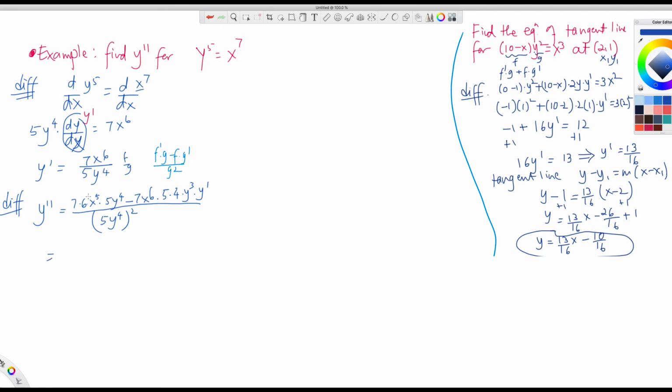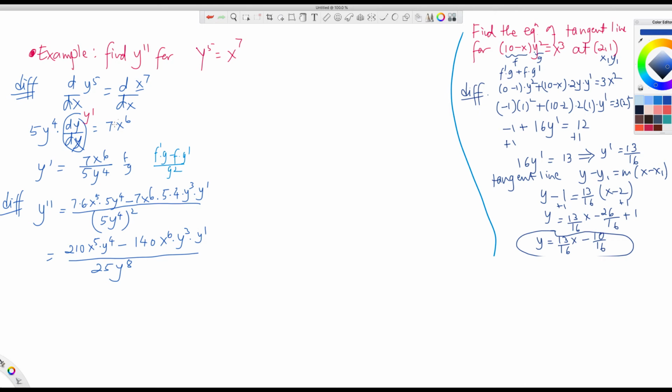So how much is that? 7 times 6 is 42, times 5 is 210. 210 x to the 5 times y to the 4th, minus, how much is that? 7 times 5 is 35, times 4 is 140, and then x to the 6 times y to the 3rd times y prime, divided by 25 y to the 8, right? You see that? But what is the value of y prime?